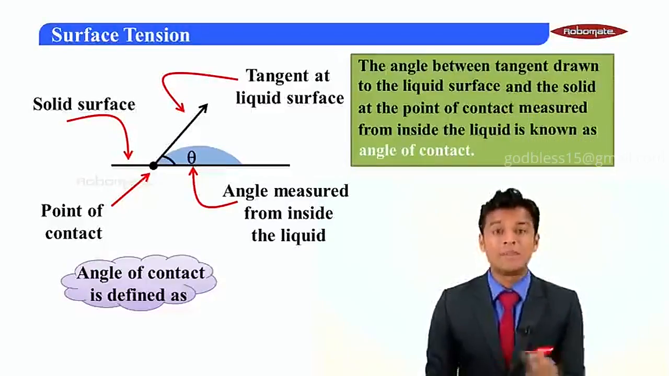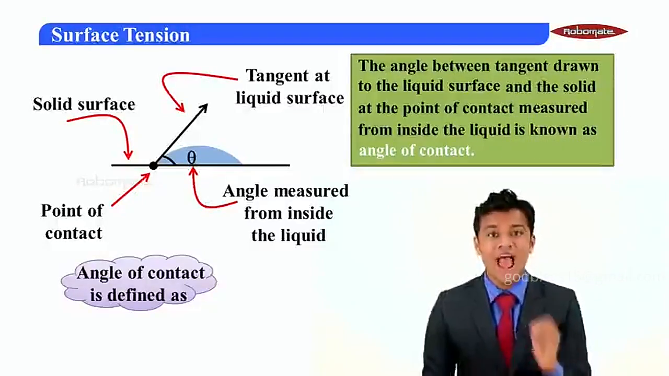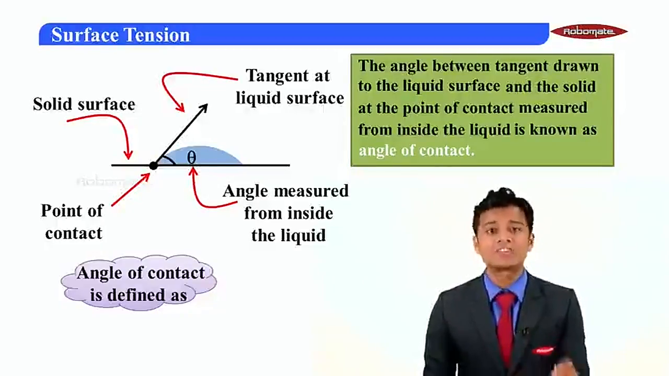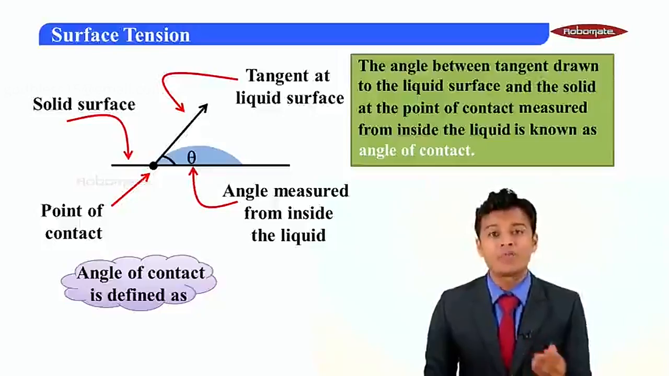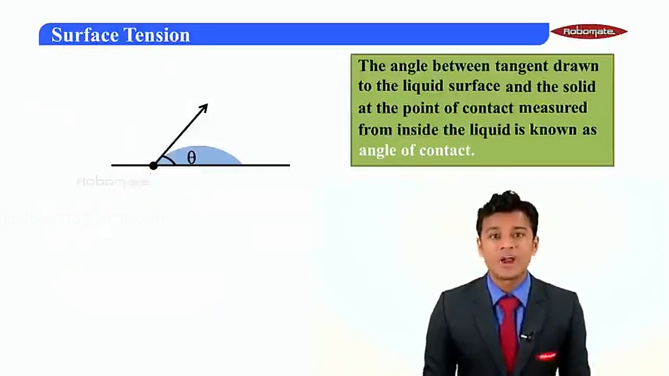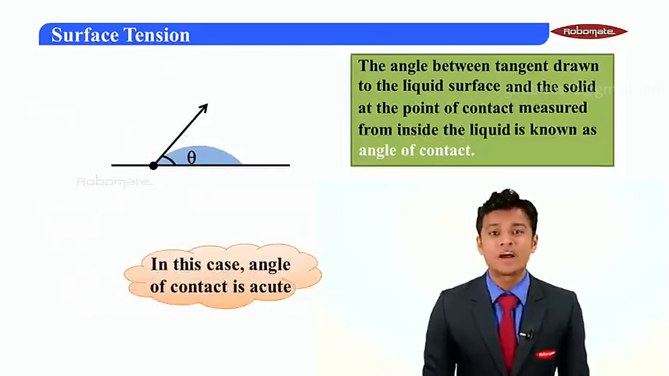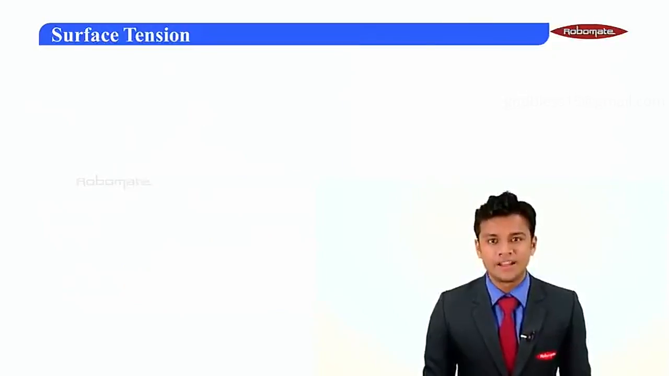Okay, so let us repeat the definition again. It is the angle between tangent drawn to the liquid surface and the solid surface at the point of contact measured from inside the liquid is called as angle of contact. Class, in this case, the angle of contact is acute, that is less than 90 degree.